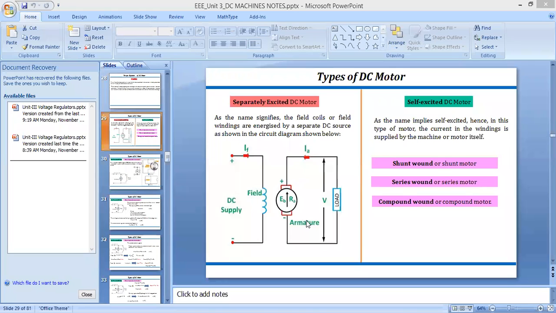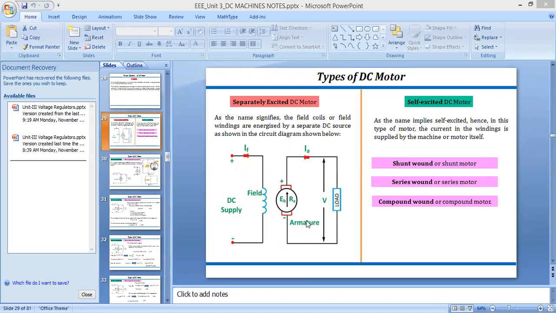Then we take F into R into sine theta. Theta is the angle between the force and the radius. So we can measure torque equal to F into R into sine theta.